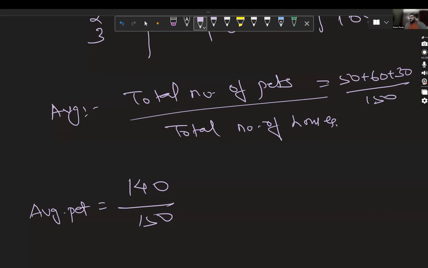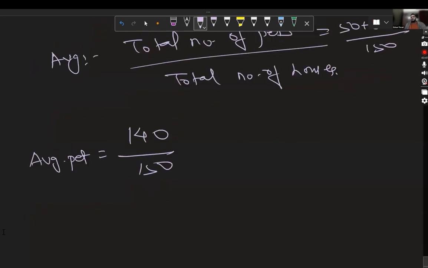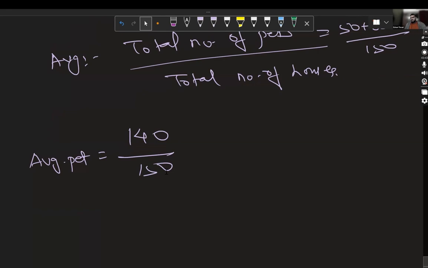I hope with this calculation it is now clearer. I hope everyone is able to follow me. There are no questions, no confusions.